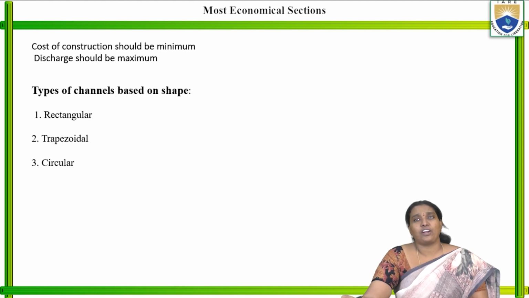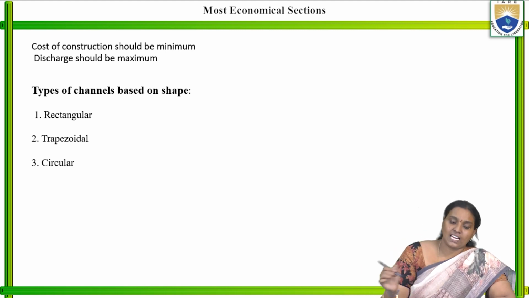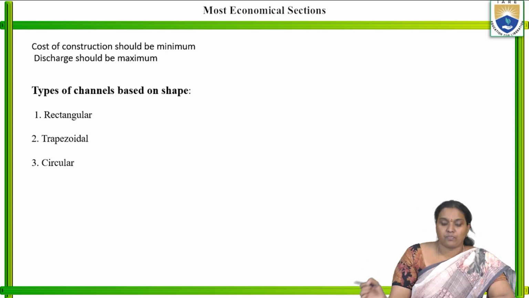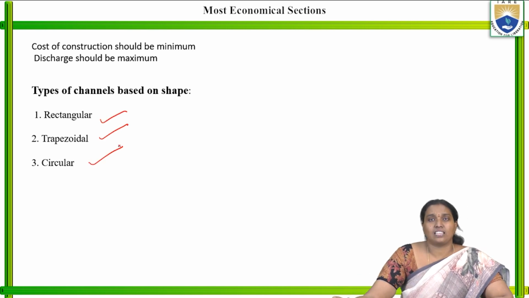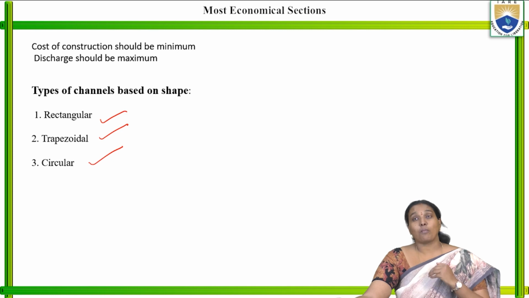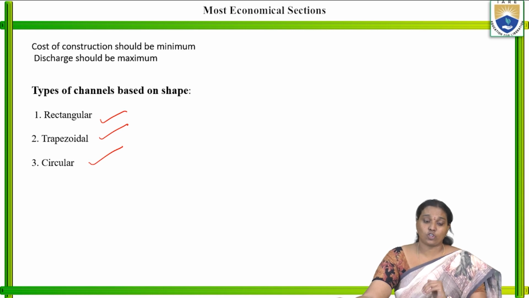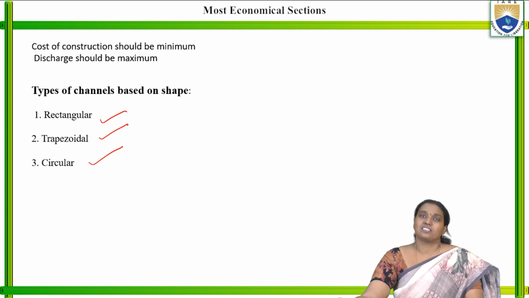Now, next, the important one is most economical channel sections. What is meant by most economical sections? Based on their shape, channel sections are of three different types: rectangular, trapezoidal and circular. Most economical means economically apt for the given condition. Based on some parameters, we understand the most economical sections.